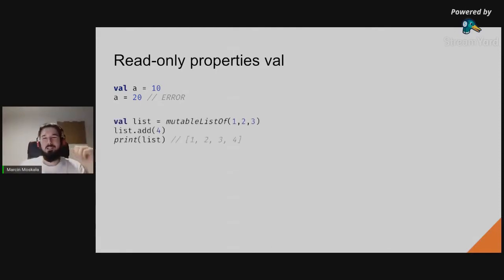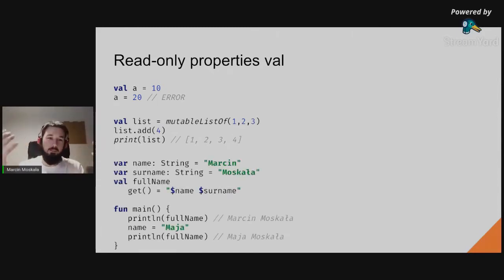First of all, it can store something that is mutable, and second of all, it can be defined by a getter. So in here, fullName is val, but yet if you ask twice for its value, it might give you a different value, because it's defined by a getter, and the other values might change. What is more, val can be open and can be overridden by var.